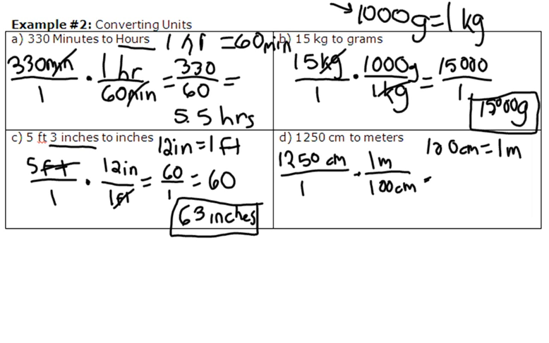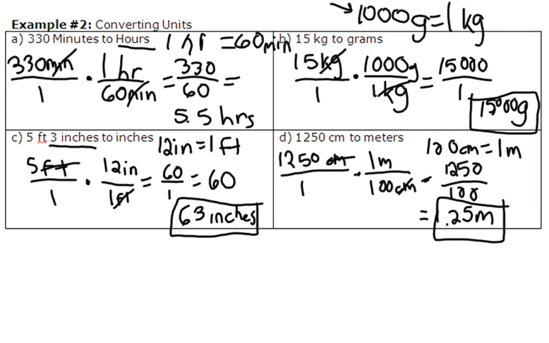Now I'm multiplying across. So 1,250 times 1 is 1,250. 1 times 100 is 100. And now I divide the two. So 1,250 divided by 100 is 1.25. So my units, the centimeters cancel, 1 on the top, 1 on the bottom, and I'm just left with meters. So my answer is 1.25 meters.